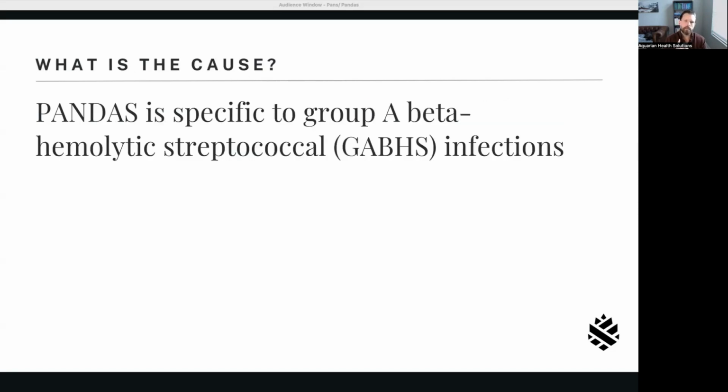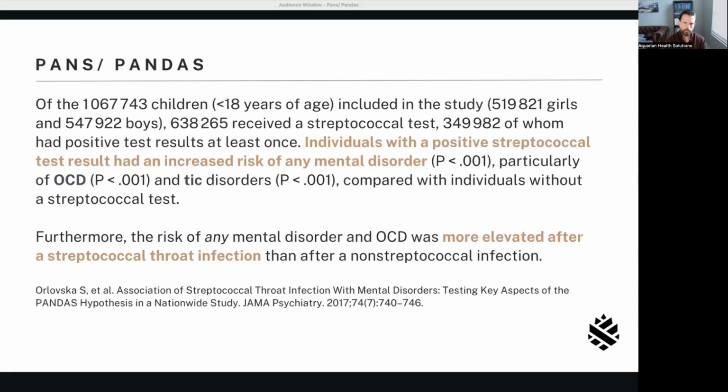And when we're talking about PANDAS, that is specific to group A beta hemolytic strep. Okay, so this is a strep infection that has made its way into the brain and is now causing neuropsychiatric problems. And this is a very important study that I wanted to show to you. This was over 1 million kids under the age of 18. And kids with a positive strep test had an increased risk of mental disorders after they had gotten the strep infection. And a risk of any mental disorder, OCD, or anything like that is more elevated after a strep infection.